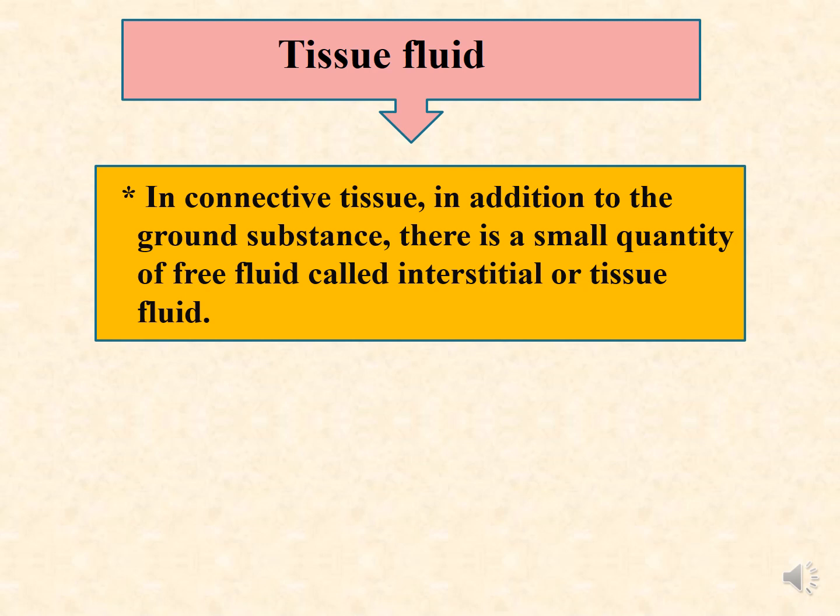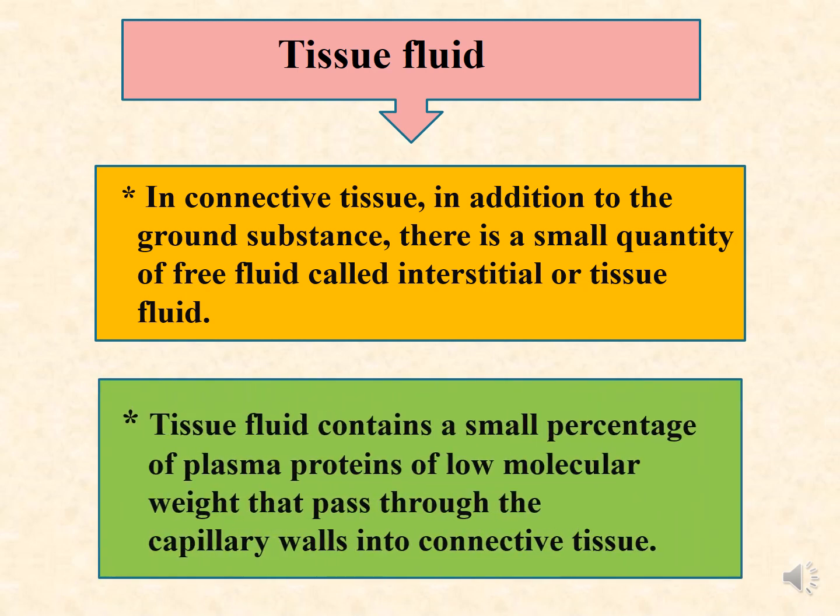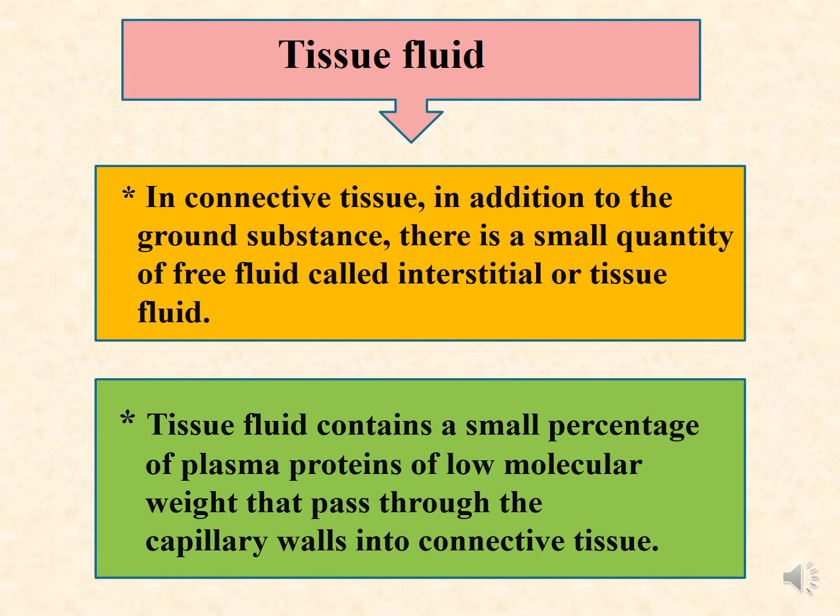لكن بالإضافة إلى هذه المكونات نلاحظ تواجد كميات قليلة من التيشو fluid in connective tissue. Tissue fluid contains a small percentage of plasma proteins of low molecular weight that pass through capillary walls into connective tissue. إذا تركيبه إنه يتألف من بروتينات البلازما اللي تكون ذات وزن جزيئي قليل.